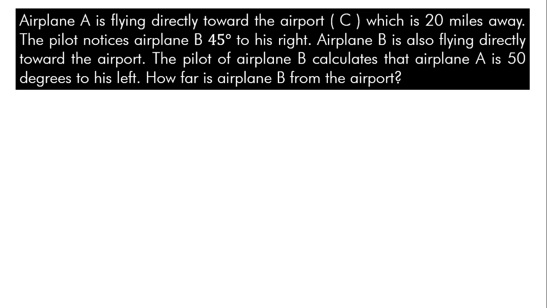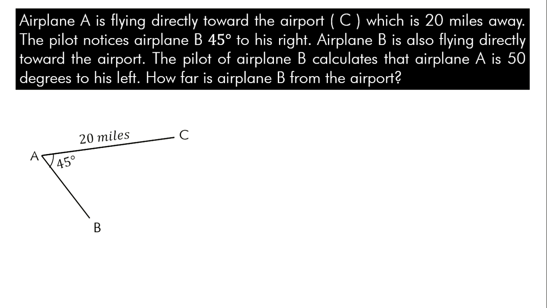So from this, let's say we have the airplane A and its distance to the airport, which is 20 miles away. Okay, so this is airplane A, and this is the airport. They are 20 miles away. Also, the pilot notices airplane B 45 degrees to his right. So let's say we have this as our airplane B, and it measures 45 degrees.